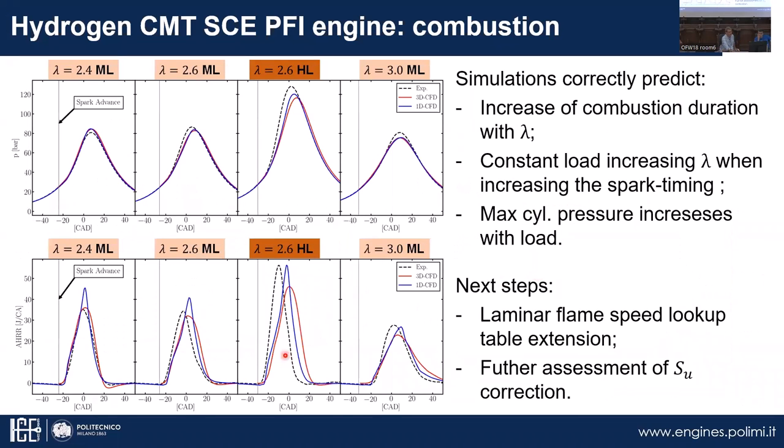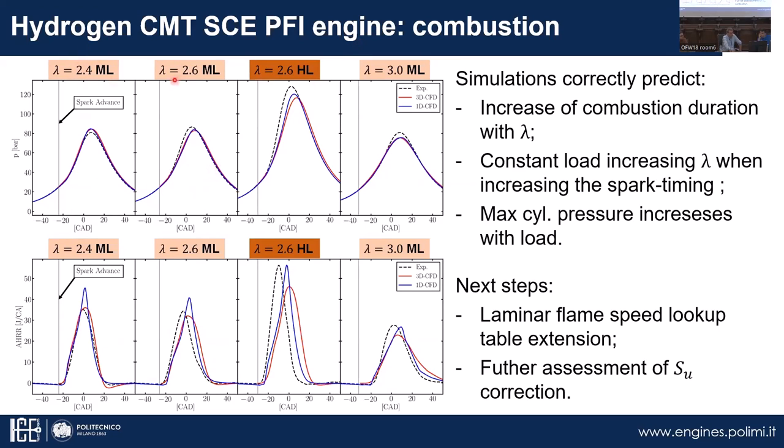In terms of experimental validation, what we can see is that the simulation correctly predicts the increase of the combustion duration at constant load when we increase the relative air fuel ratio. So as in experiments, also in simulation, we needed to increase the spark advance to match the same load. So the model is sensitive in a proper way to the changes in the relative air fuel ratio.